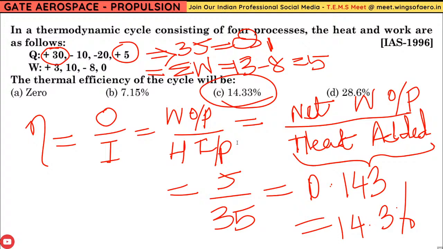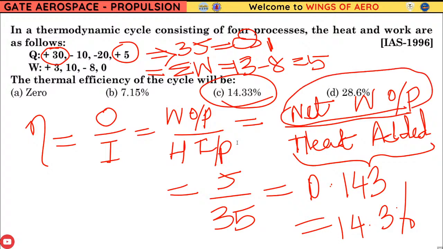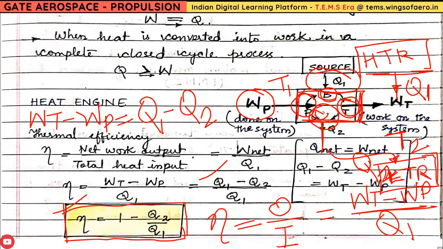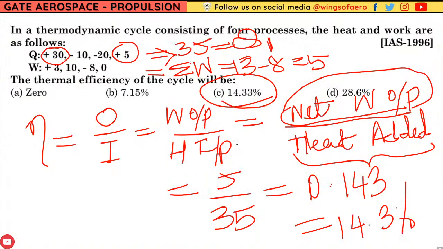Ma'am, work output means it's the work done by the system, right? Means 3 plus 10, 13 only? No, ma'am, it's net work, minus 8 will be on the system, right? No, this is a total. What is the formula? You just see. Here, net work output means what is added and what is leaving. Both we are combining. That's why we have got it. Remember the points or the mistakes you're making.